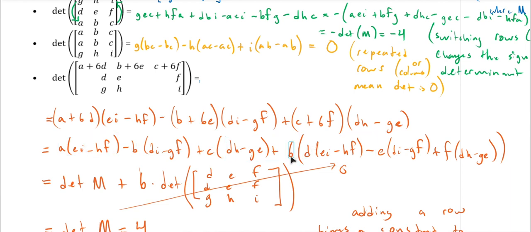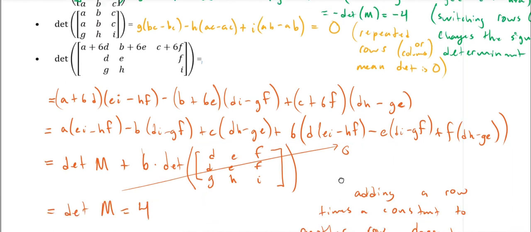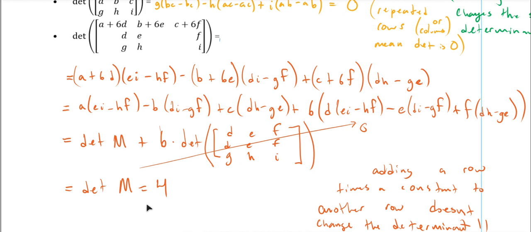What's left would be 6 times D times the product (EI minus HF), and so on. So this actually looks like 6 times the determinant of some other matrix. What other matrix? Well, it would be this one, the one that has D E F along the top row and all the rest of the entries the same. But that's a repeated row. That means this determinant would be 0, and we don't get anything else other than the determinant of M.